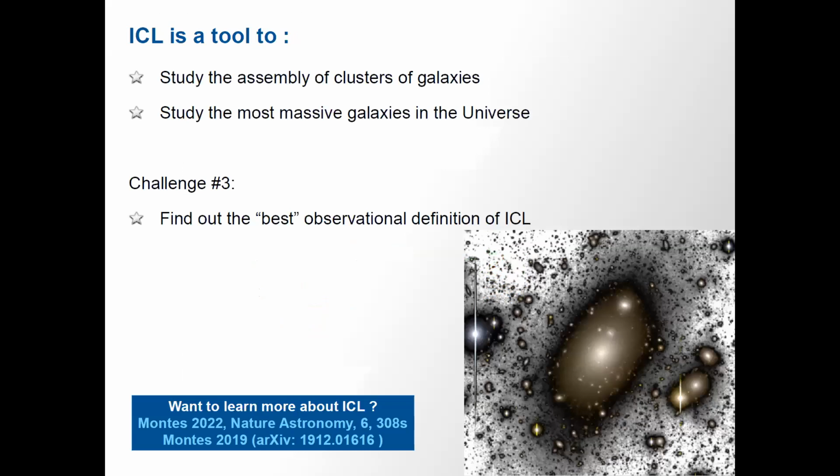So basically that's all I have. The ICL is a good tool to study the assembly of clusters, the most massive galaxies in the universe. And what I have missing here is that it is also a tool to study the dark matter distribution in clusters of galaxies. So check out that we are doing this challenge number 3, and hopefully we will come up with a better definition of intracluster light for observers.